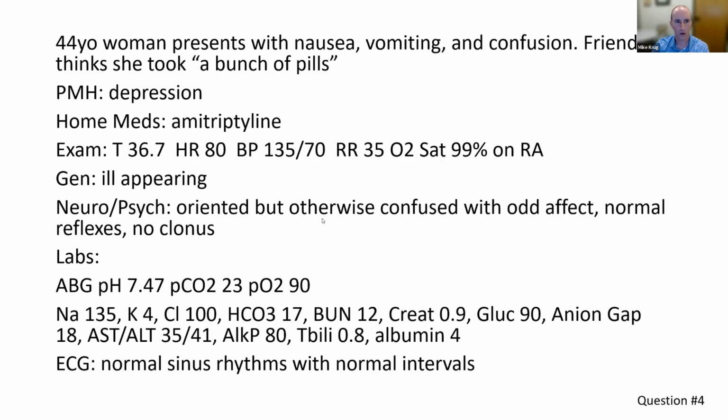Her affect is odd. You do check her reflexes, and for ankle clonus, both are normal. No clonus. ABG 7.47, 23 for PCO2, 90 for PO2. Here's her set of labs. Sodium 135, potassium 4, chloride 100, bicarb 17, so that's low. BUN 12, creatinine 0.9, glucose 90, anion gap 18, that's high. AST, ALT normal, alk-phos normal, bilirubin, albumin normal. You do check an EKG, normal sinus rhythm with normal intervals.